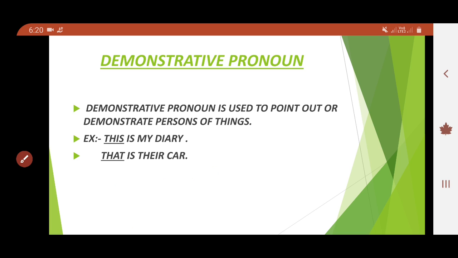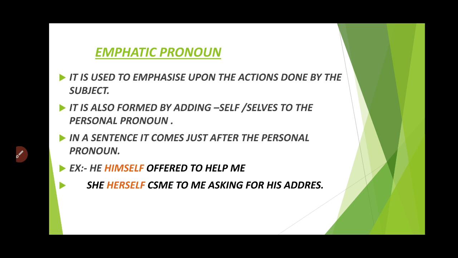Okay students, so today what we have learned? We have learned about three kinds of pronoun again in our second class of grammar. That is, first one was emphatic pronoun. Emphatic pronoun is used to emphasize the actions done by the subject. Okay, and it is formed by adding self or selves to the personal pronoun, and in a sentence it comes just after the personal pronoun.